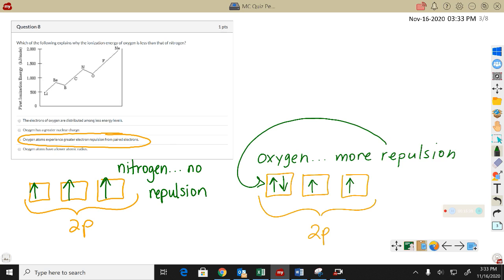It's the repulsion. So hopefully there's some common themes that we're always thinking about the attraction between the nucleus and the electron cloud. Is it a strong attraction, a weak attraction? That's going to affect all the trends. Radius, ionization energy, electron affinity energy, and electronegativity.